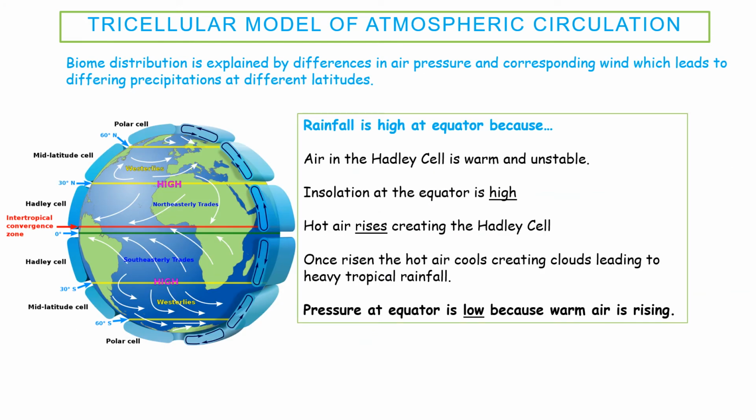So we need to be able to describe why the atmosphere affects where the biomes are. And obviously, as we said, it's a lot due to rainfall and due to evaporation. So if we focus on the idea of the wind and how that changes the temperature. At the equator, there is a high level of rainfall because the Hadley cell is warm and unstable. So the Hadley cell represents this area here between 30 degrees north and the equator.